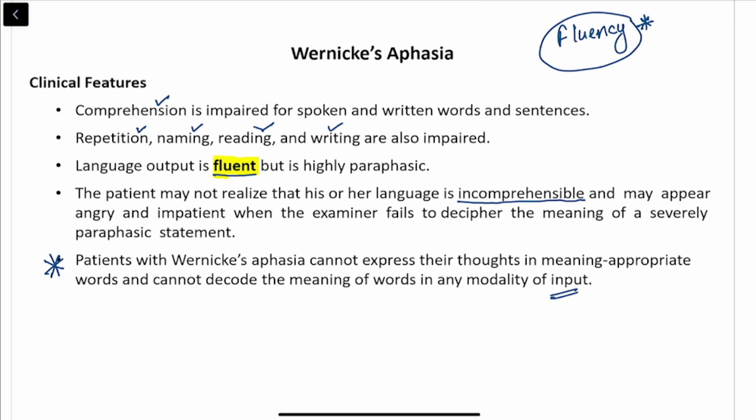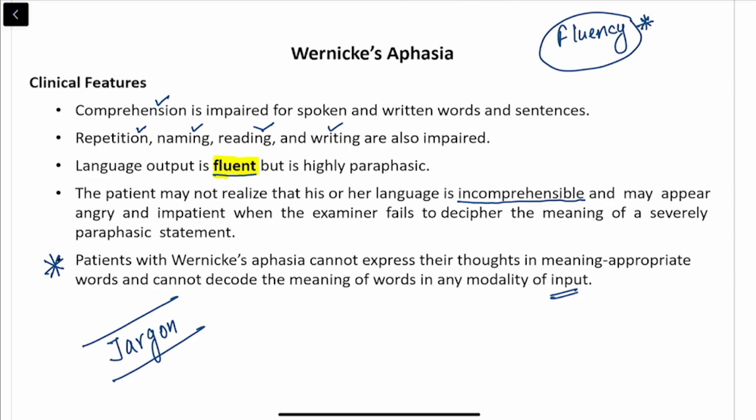The patient's speech is so much impaired, the meaning of the words is so much impaired, that they are not able to choose the appropriate words. They are trying to express their thoughts through language, but the words they choose are so inappropriate that the total speech becomes a jargon. Remember the word jargon. The speech becomes jargon because the words are totally incomprehensible, and they are not able to understand what the examiner is saying.